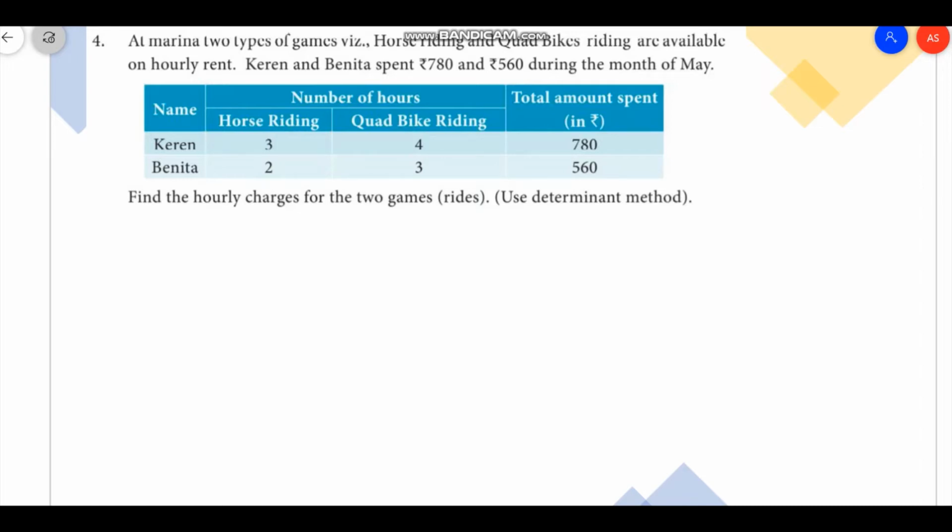Use the determinant method. So let me take the horse riding to be x value and quad bike riding to be y. So using the information given, let me form the equation. What is the equation? 3x plus 4y. The amount spent is 780. So I'll get that to be the first equation. Now the second equation. 2x plus 3y is equal to 560 will be the second equation.